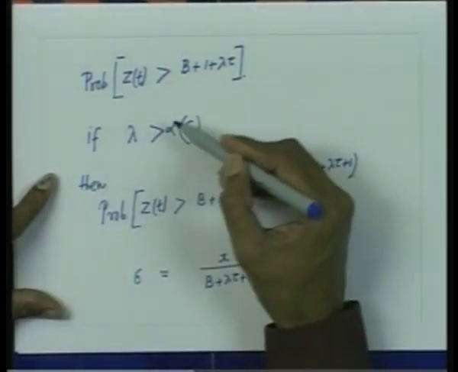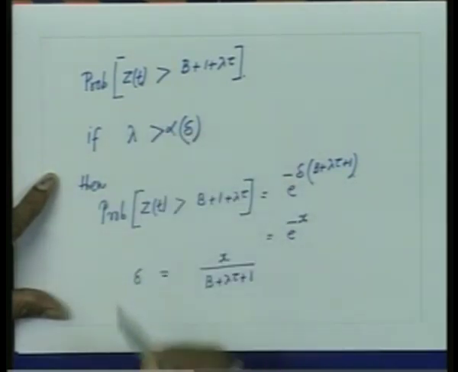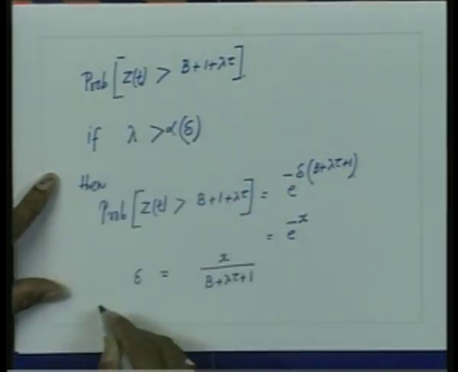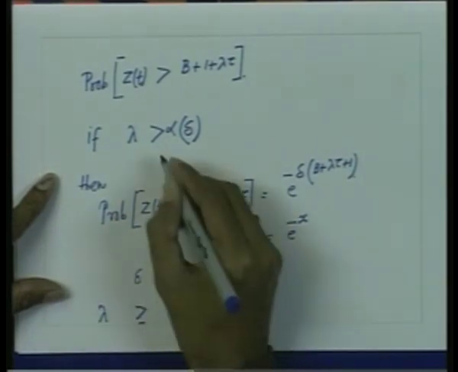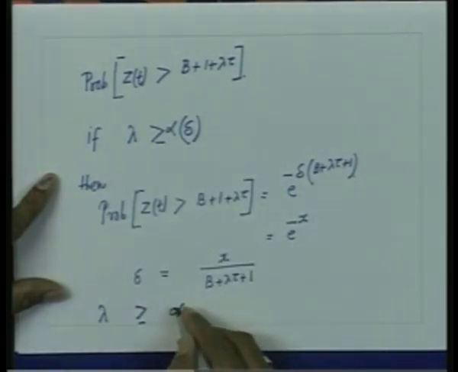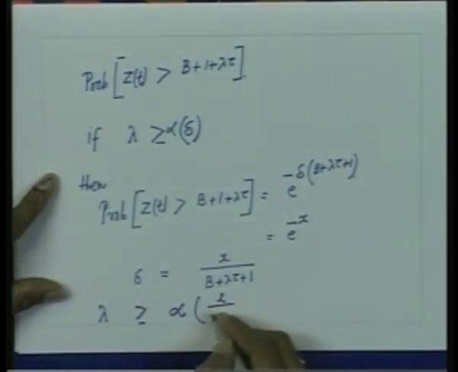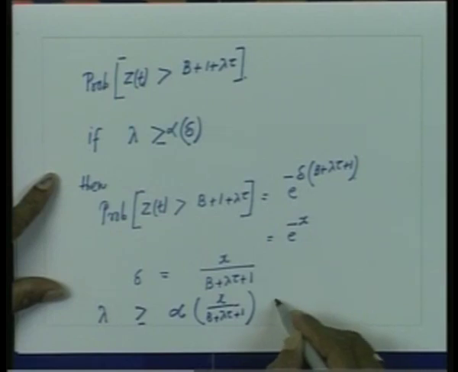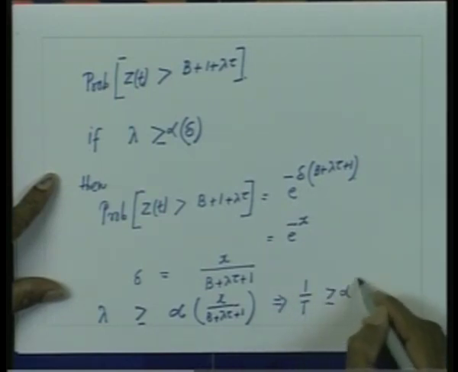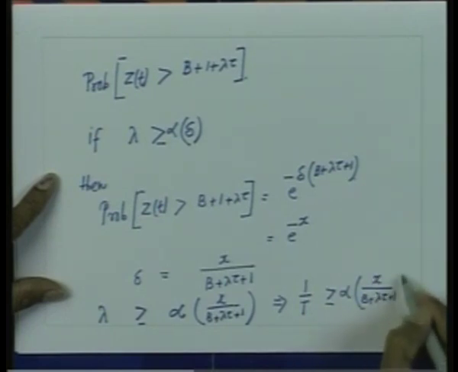Now this means that the transmission rate lambda is greater than or equal to alpha of x upon B plus lambda tau plus 1, which we can also write as 1 by T is greater than or equal to alpha of x plus B plus lambda tau plus 1.